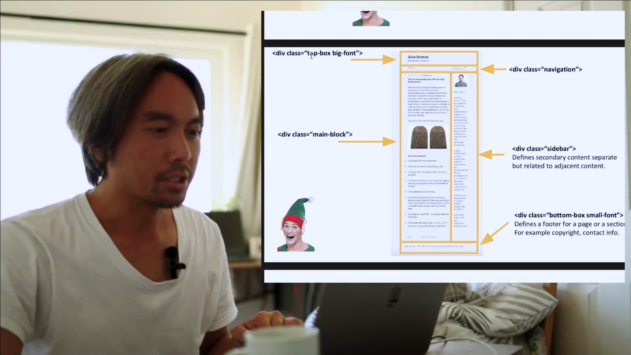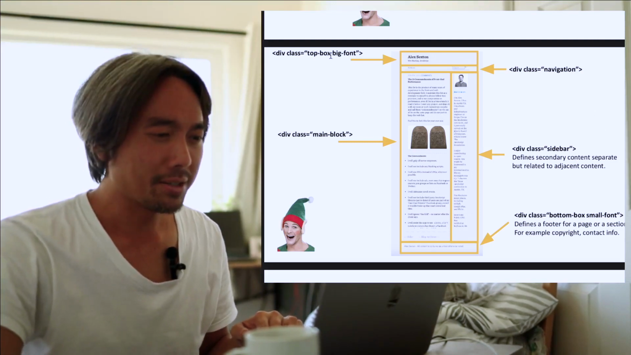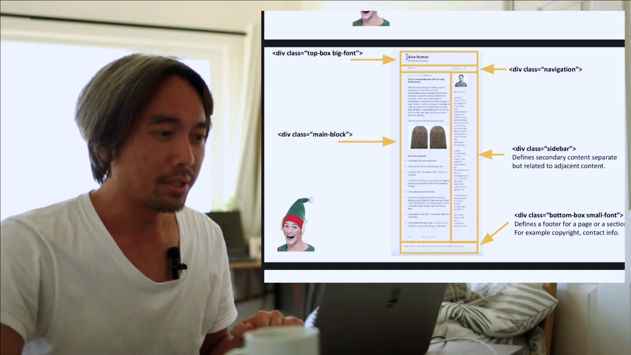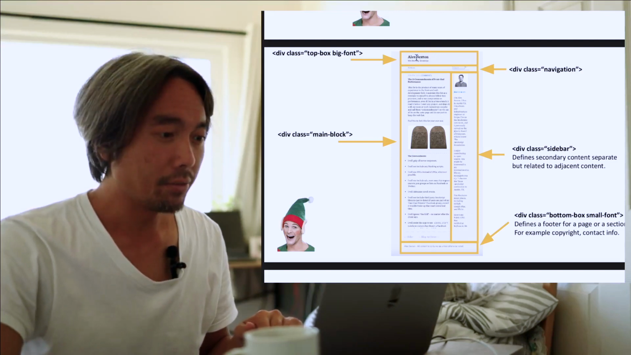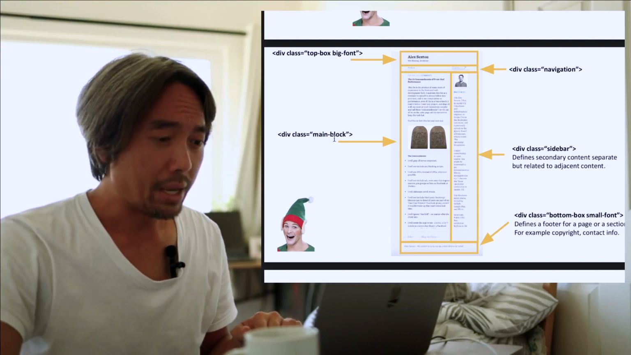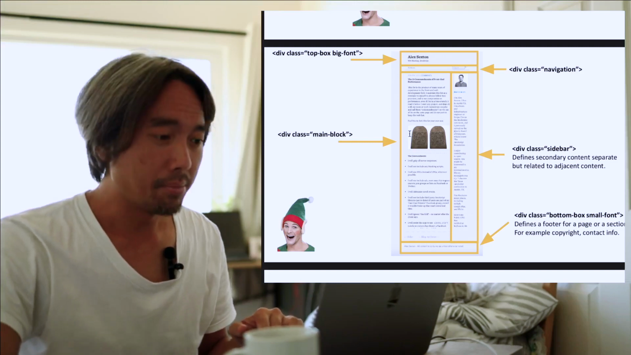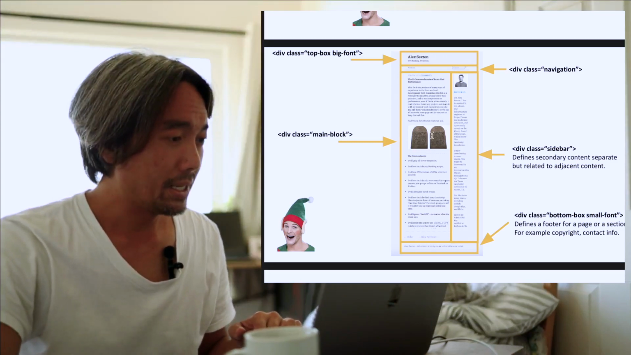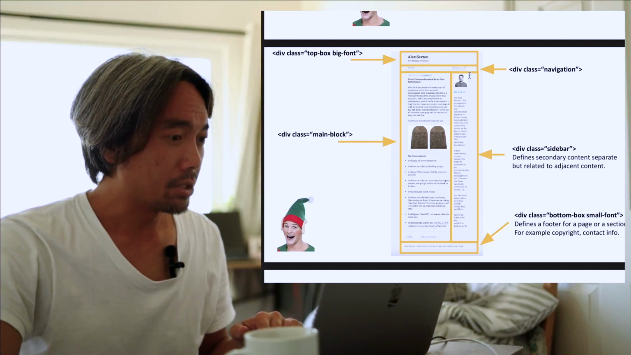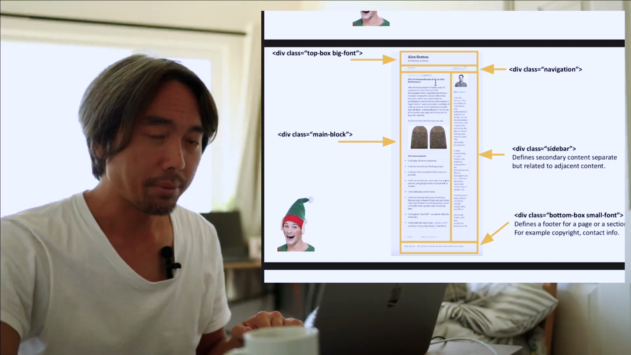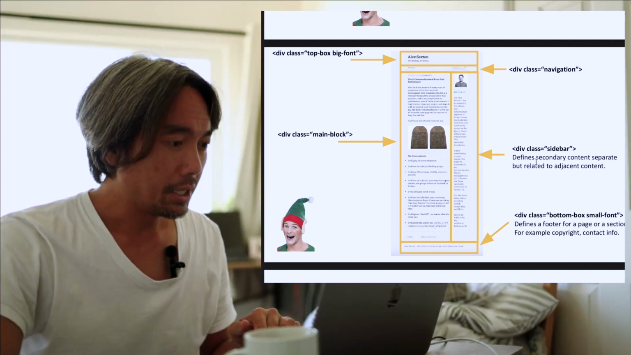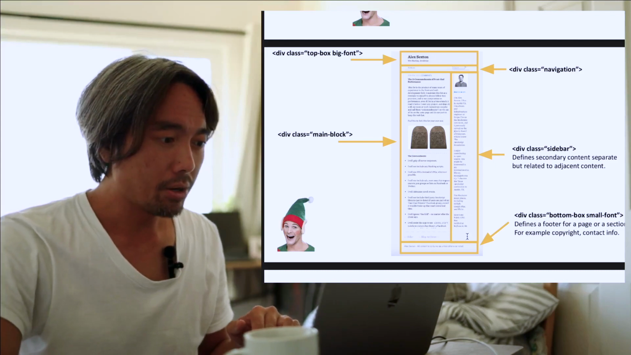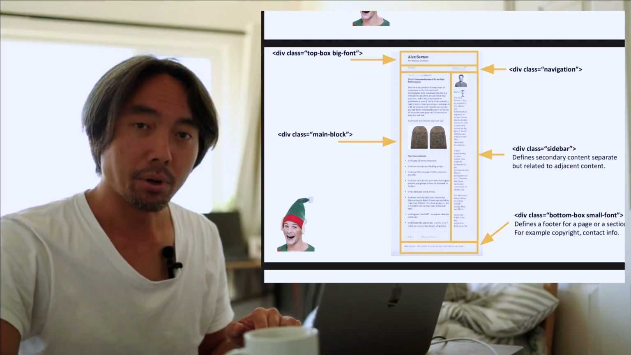For a class name, he chose top box, for example, and big font, because of course this has a big font for the header. He chose main block here to describe that this is the main part of the web page. Here for a class name he chose navigation to describe that it's for the navigation. Here he chose sidebar for a sidebar on the page.